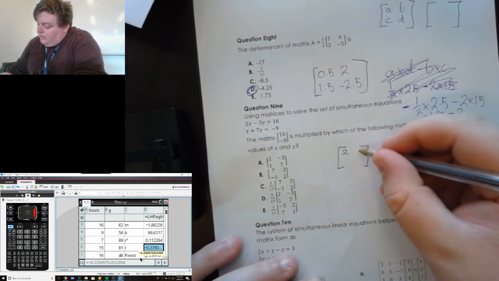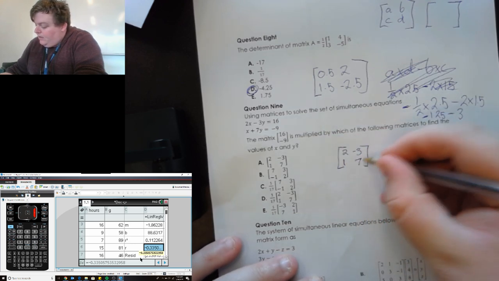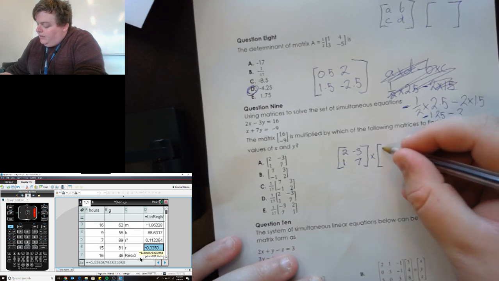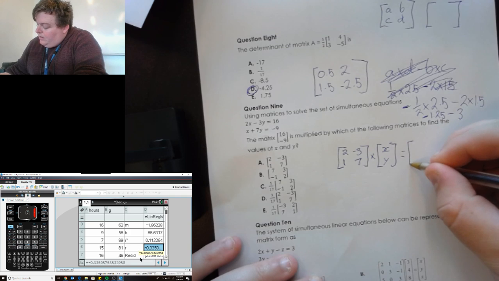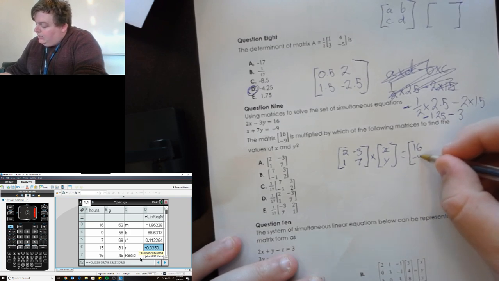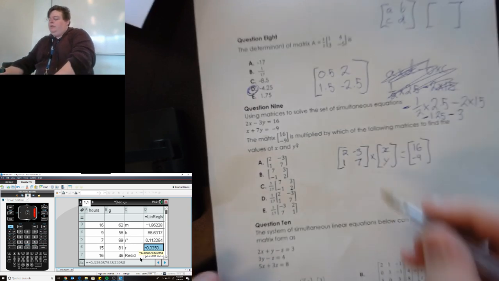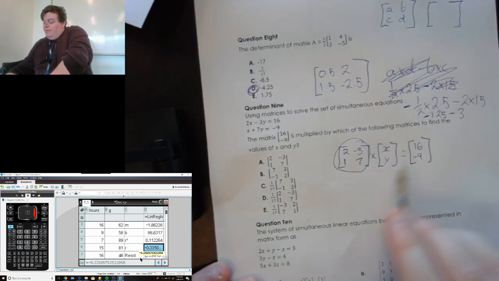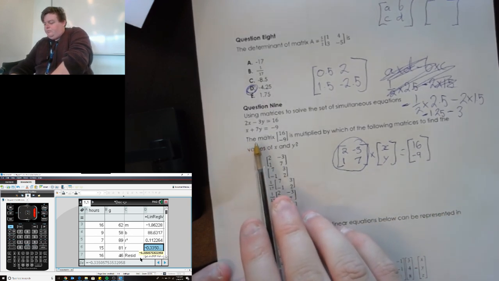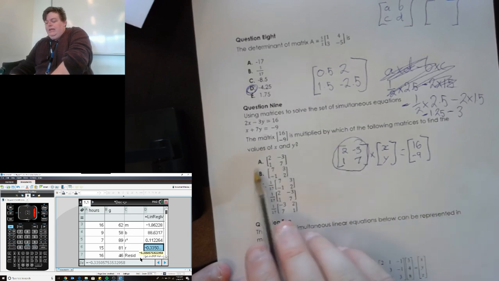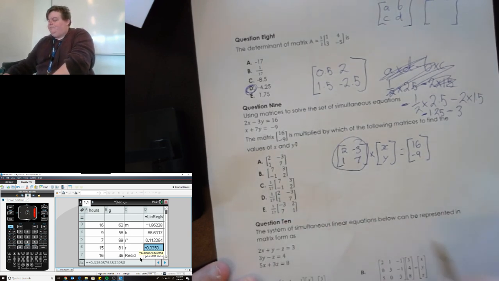So you put in your values from the equation, multiplied by one that has the variables, equals one that has the answer, right? And then what happens is you find the inverse of this one and multiply by this one. So what they're asking is, what do you multiply this by to get the answers? Which is basically a roundabout way of saying, what's the inverse of that?